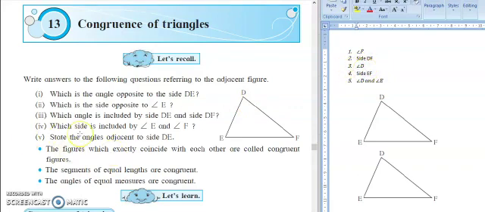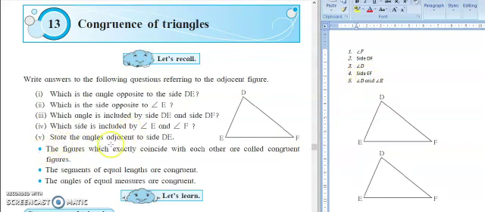Fourth question, which side is included by angle E and angle F? This is angle E and this is angle F. So which is the side included by both these angles? This is the side included by both these angles, side EF. So the fourth answer is side EF.